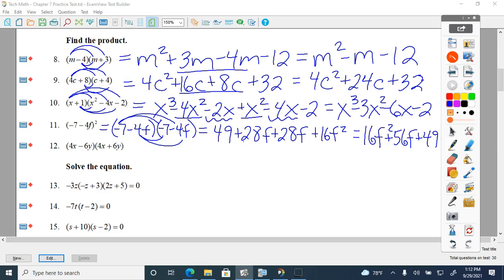12, the last one where we're multiplying. We don't have to do the middle ones because they are exactly the same. They just have opposite signs. So if that's the case, you just have to do the first ones. That'll be 16x squared. And the last ones would be negative 36y squared.